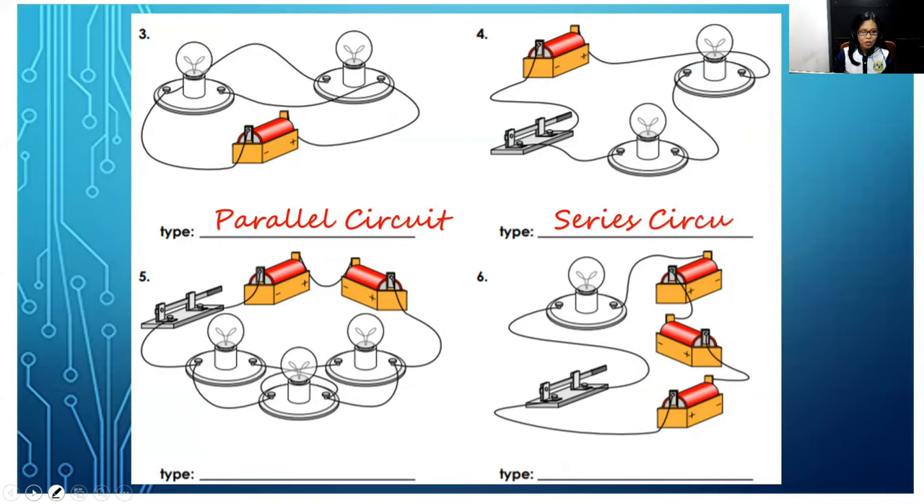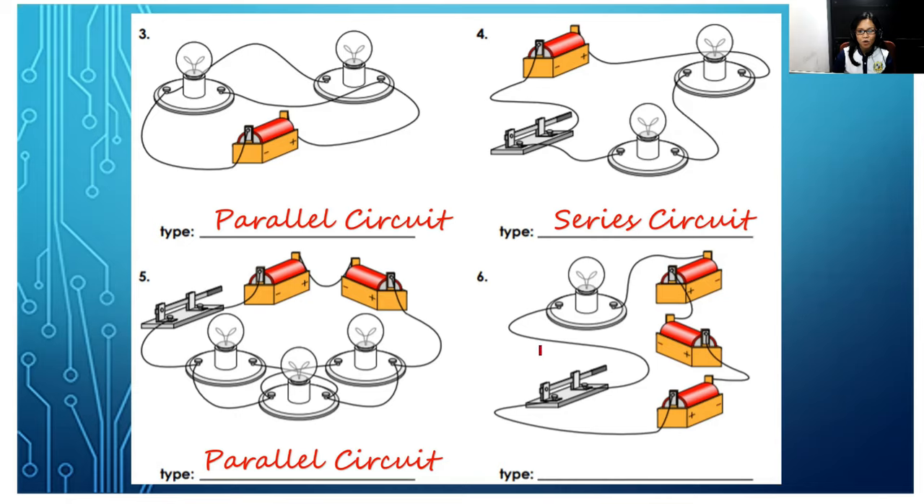Okay, look at number five. Number five has more than one pathway. It has three pathways through which electrons can flow. What is your answer? The answer is parallel circuit. So remember the spelling, okay? Maybe when we come to school, we will have a test about the vocabulary parallel circuit and series circuit. Parallel, P-A-R-A-L-L-E-L, circuit, C-I-R-C-U-I-T. And series, S-E-R-I-E-S, circuit, C-I-R-C-U-I-T, series circuit. Okay, number six.